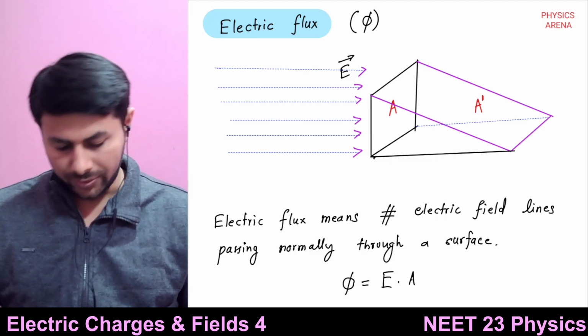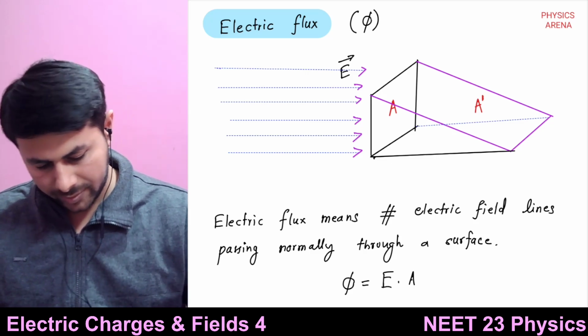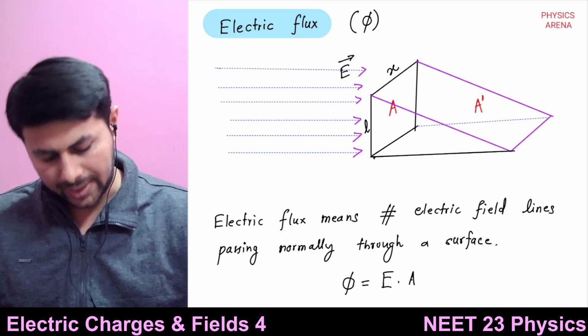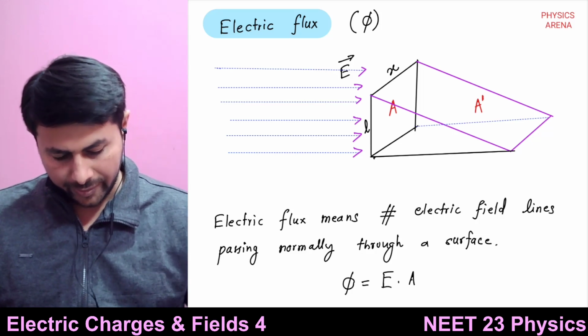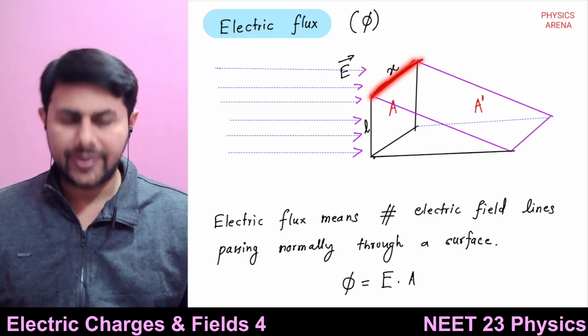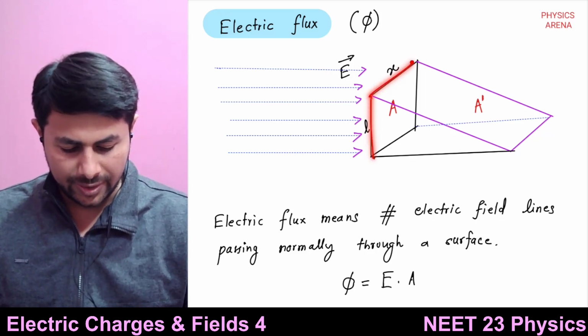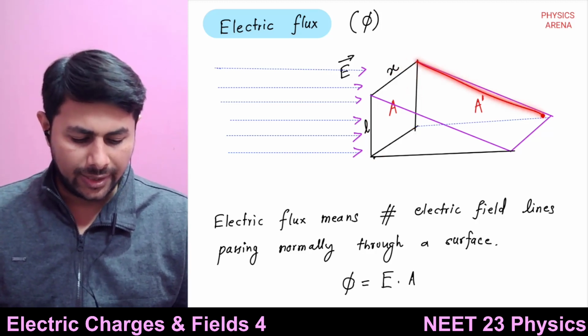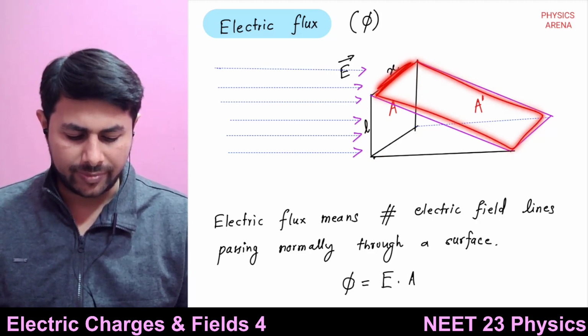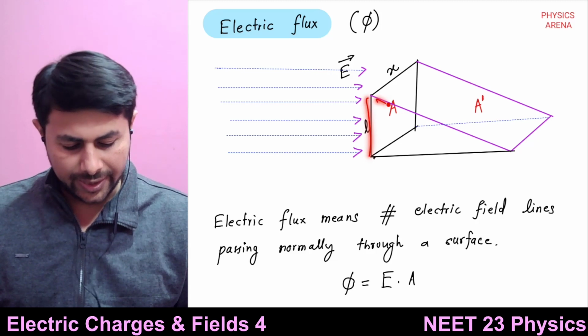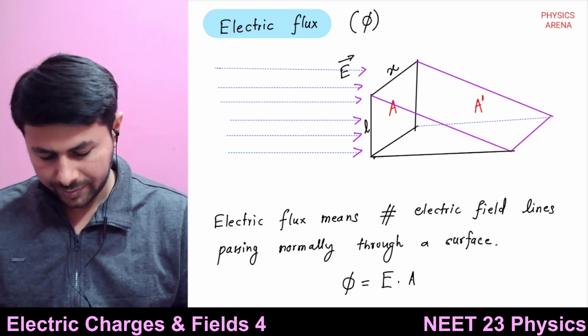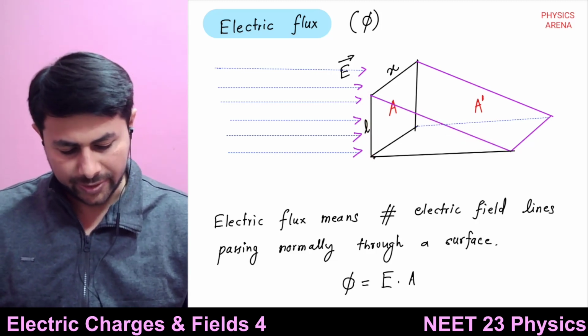So see what we can do. Suppose this is X and this is L. Okay. So this side is common between this area A and A dash. This side is common, and this side and this side are different.